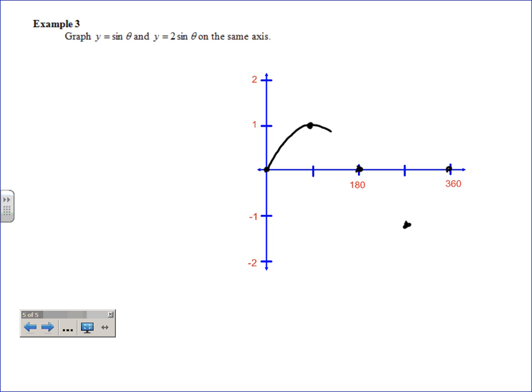So hopefully your graph has something to do with that. Now obviously does the graph go on in both directions? Yes it does. I decided to just have us graph 0 to 360 for this particular example.